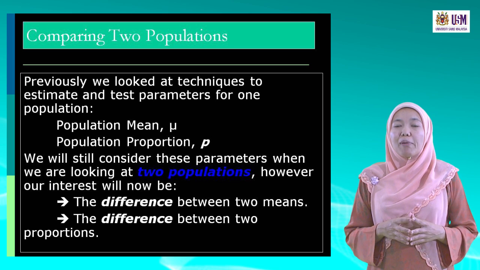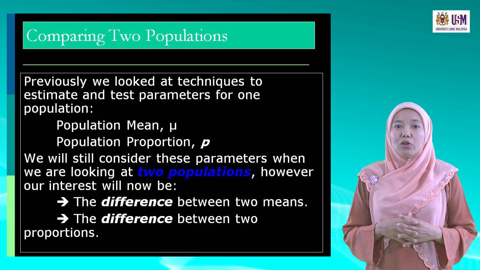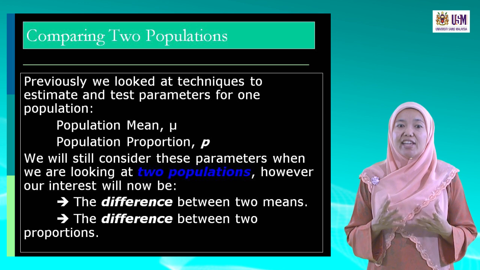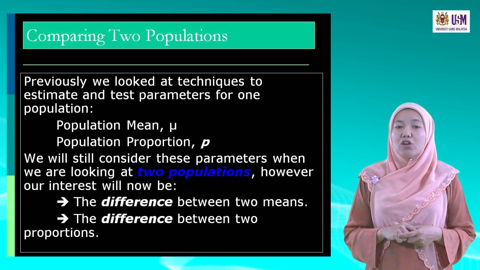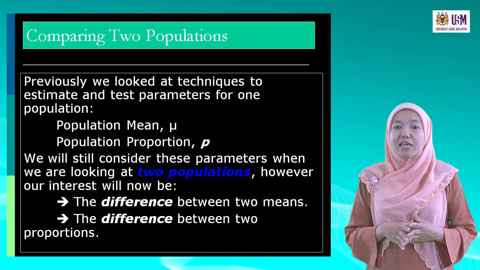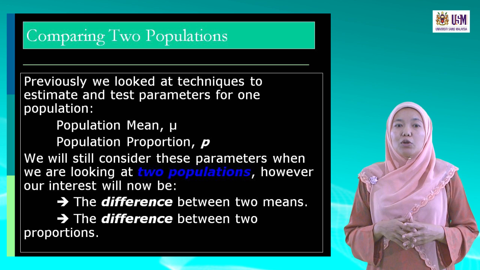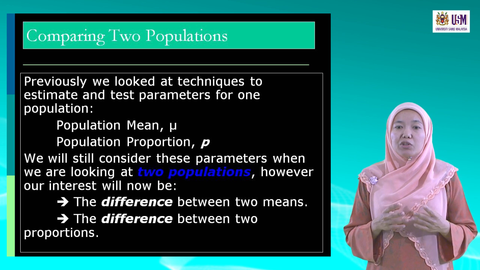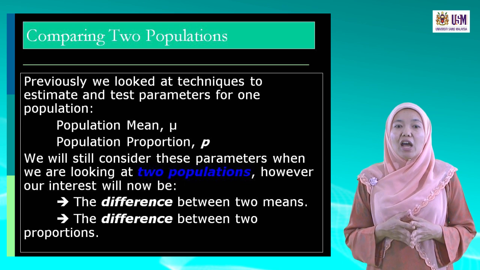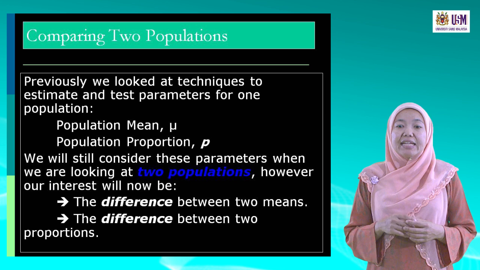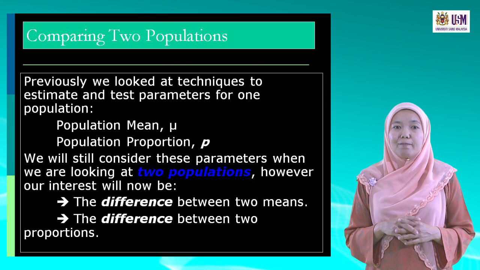Okay, when we talk about comparing two populations, let's remember what we did before. Previously we looked at the techniques to estimate and test a parameter from one population only. So you have either one population mean, mu, or you have one population proportion, p. For now we will still consider these parameters when we are looking at two populations. However, our interest now will be the difference between two means or the difference between two proportions.